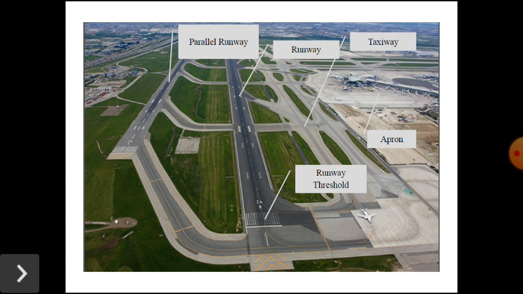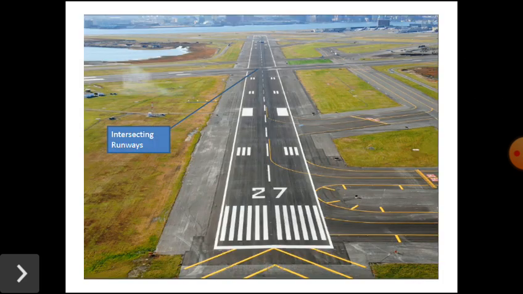The diagram shows the parallel runway, that is in addition to the main runway, and the taxiway, that is a path connecting the apron terminal area to the main runway. This image shows the intersecting runways. One main runway that is intersected with another additional runway.